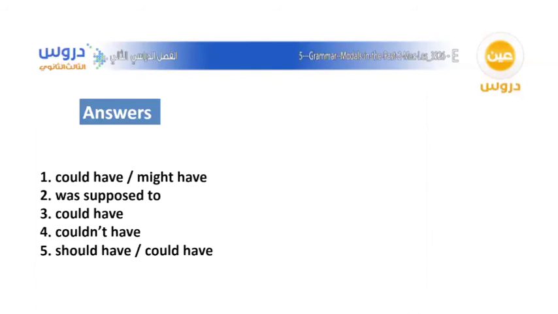Here are the answers, in case you missed them. 1. Could have or might have. 2. Was supposed to. 3. Could have. 4. Couldn't have. 5. Should have or could have.